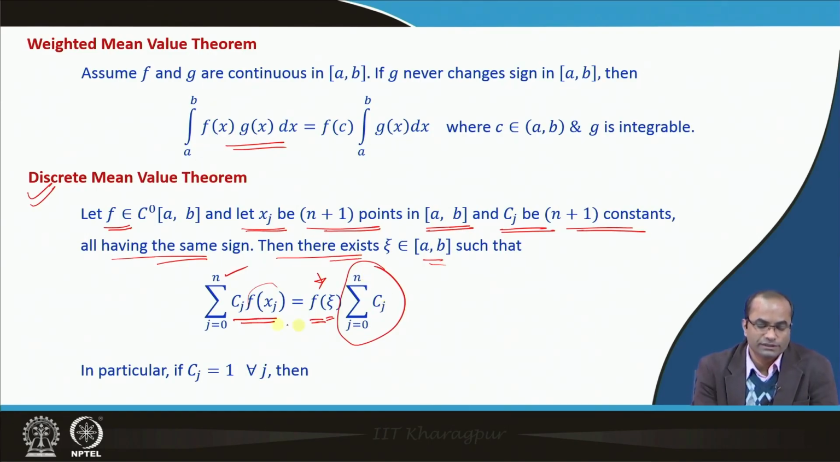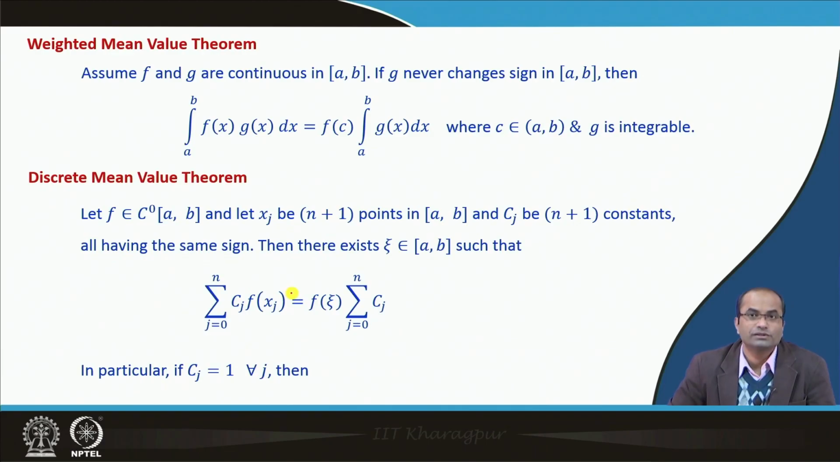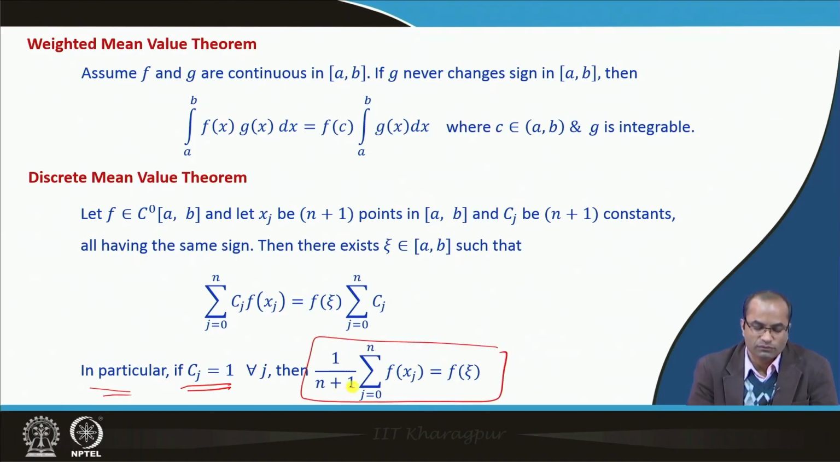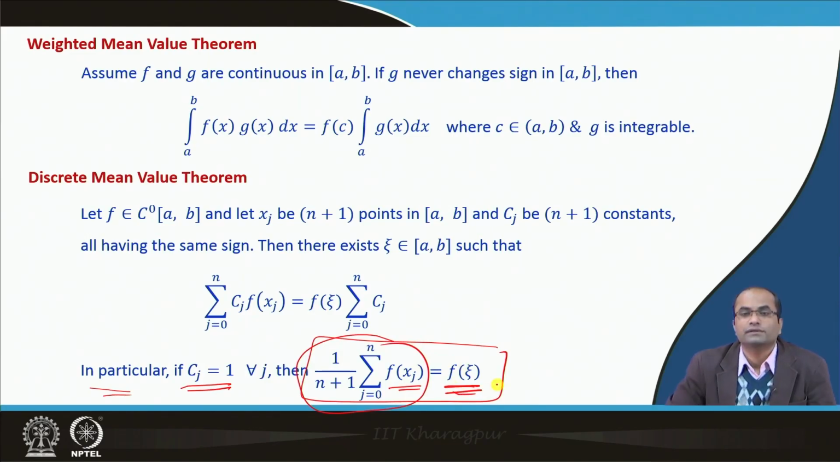So, here instead of an integral we now have a summation, and there is a particular case when all c j's are 1, then we have the result that 1 over n plus 1 times the sum j 0 to n of f x j, this kind of average, is equal to f xi, and xi is somewhere in the domain from a to b.